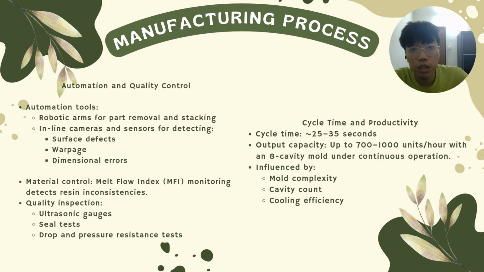For the automation and quality control, the automation tools used in this process include a robotic arm for part removal and stacking, and inline cameras and sensors for detecting surface defects, warpage, and dimensional errors. For the material control of this process, melt flow index MFI monitoring detects resin inconsistencies. For quality inspection, it uses an ultrasonic gauge, seal test, and drop and pressure resistance tests.